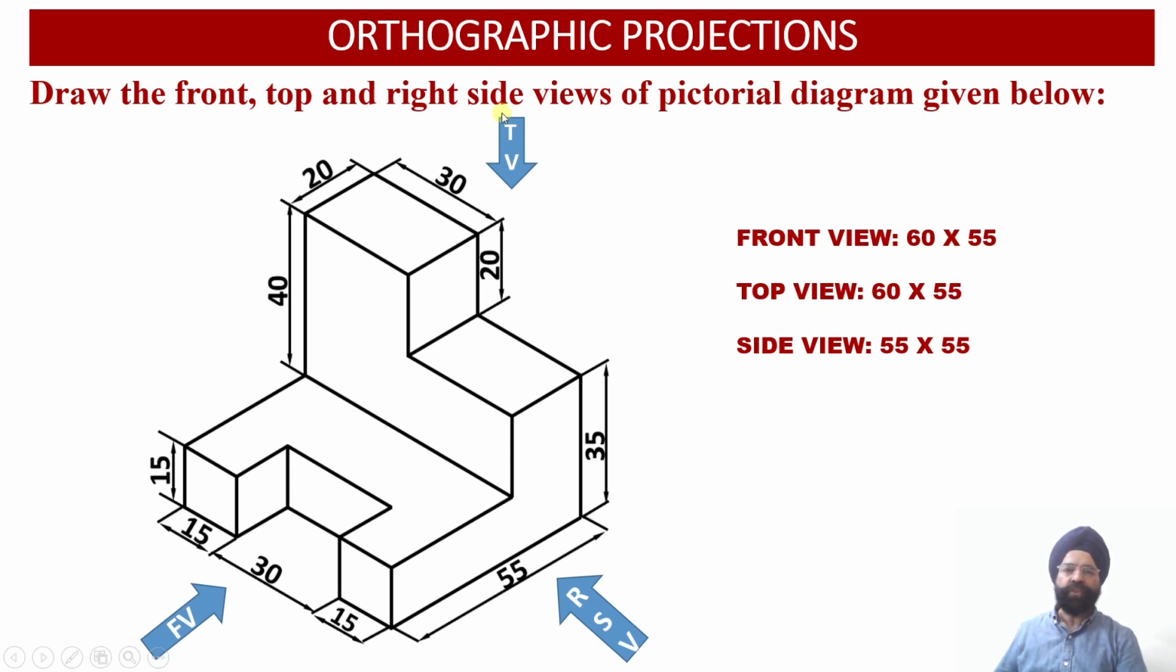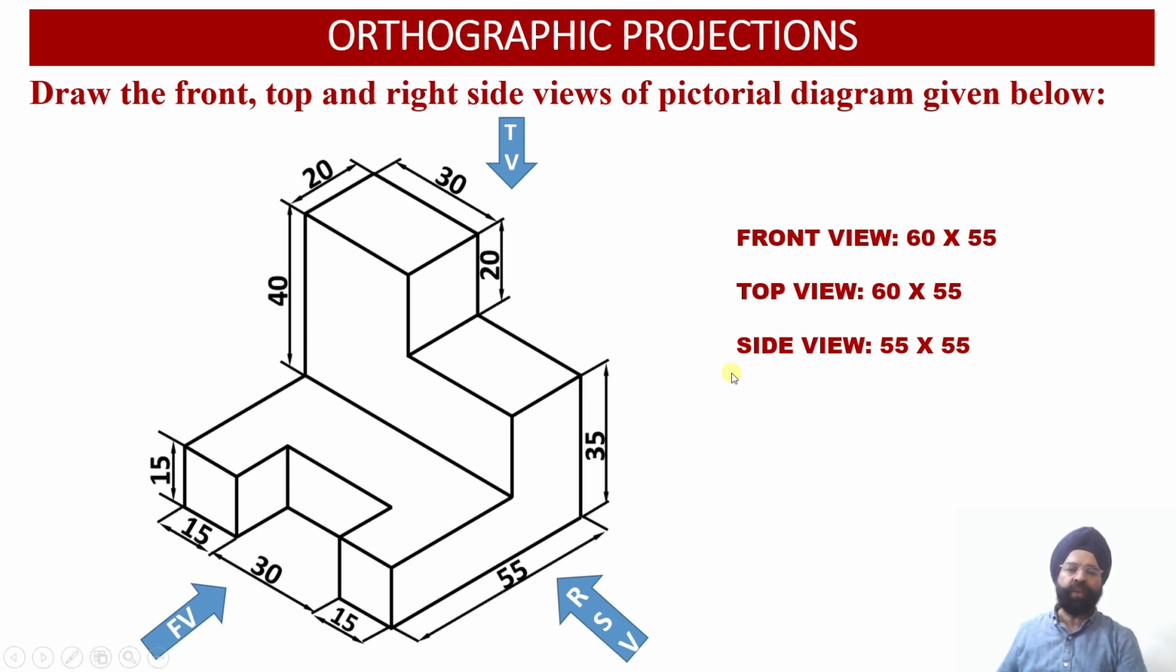Now when we look at the solid from above, that is the top view, the dimensions will be width equal to 60 millimeter and the depth of the solid equal to 55 millimeter. So the dimensions of the top view face will be again 60 millimeter by 55 millimeter. Now when we look at the solid from the side view, we have the depth of the solid equal to 55 millimeter and the height of the solid also equal to 55 millimeter. So the side view face will be a square having edge equal to 55 millimeter.